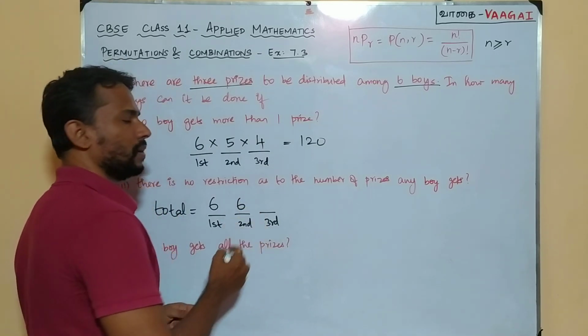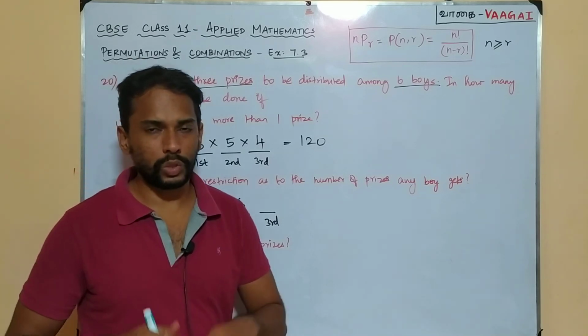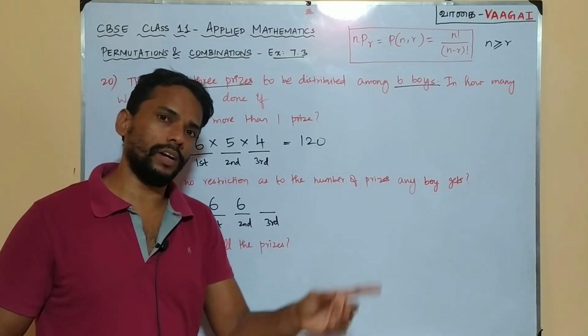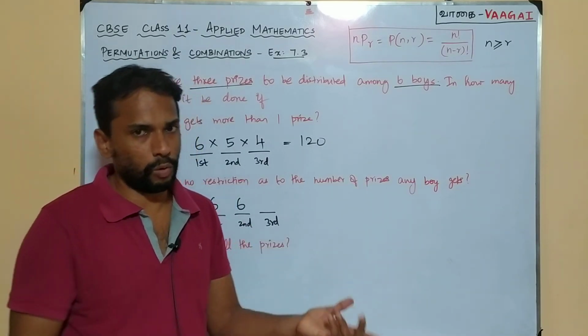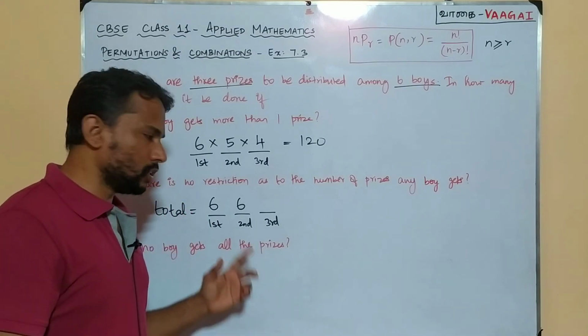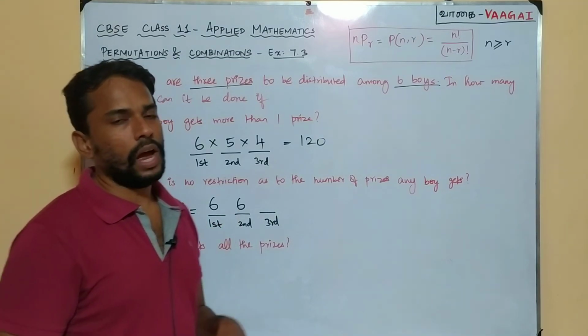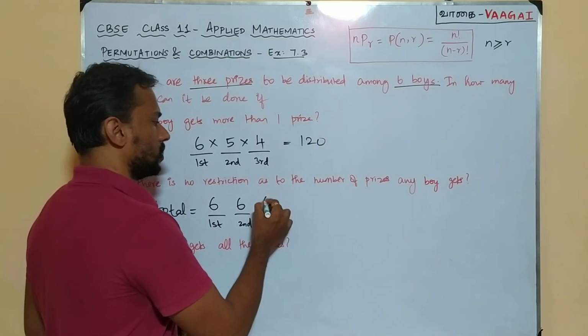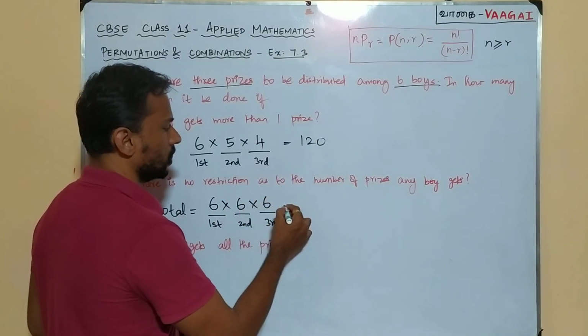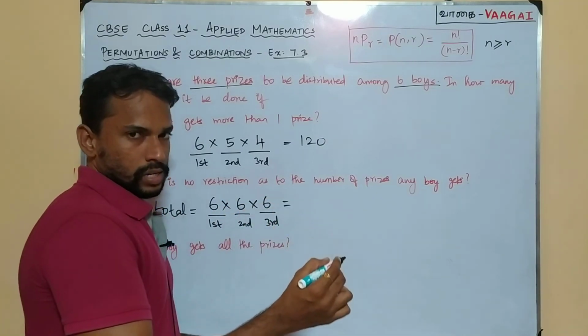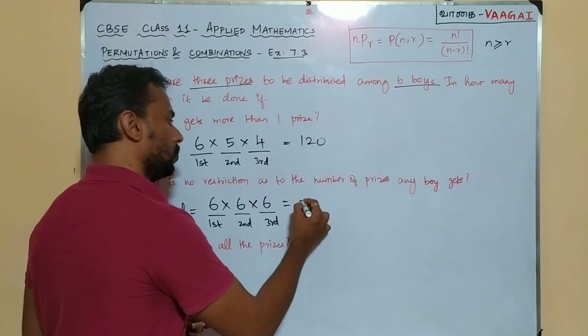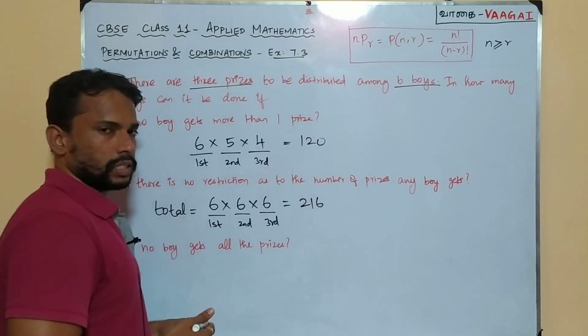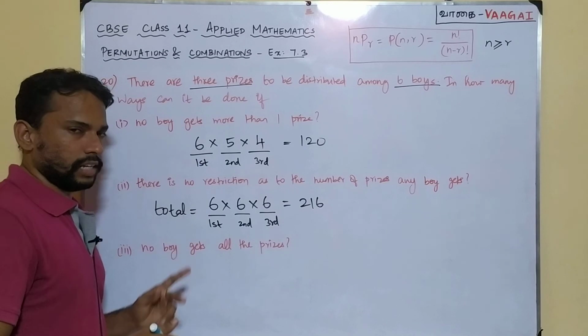Because that again can be given to any one of those 6 boys, no matter whether a boy already got it or not. Again it can go to the same boy itself. So no restriction at all. So 6 ways for the second prize also, and again for the third prize another 6 ways. So 6 into 6 into 6, the answer is going to be what? It's going to be 6 cube, right? So 6 cube is 216. So 216 is going to be the answer for your second subdivision question.